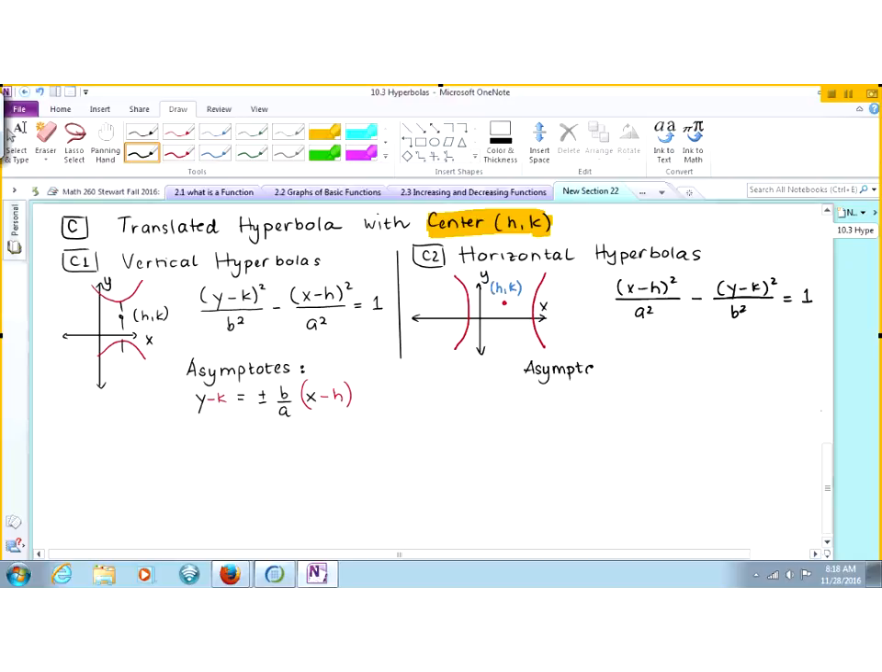Now, what about the asymptotes? Exactly the same thing. Okay. Y is equal to plus or minus B over A X. But what happens to Y and X? It's translated. So it's not Y, but what? What about the Y? Y minus K. It's not X, but X minus H. Good. So you guys get the idea, right? Everything is translated. All right.